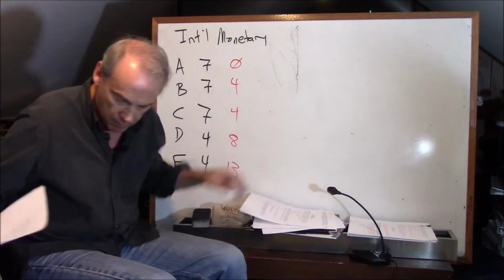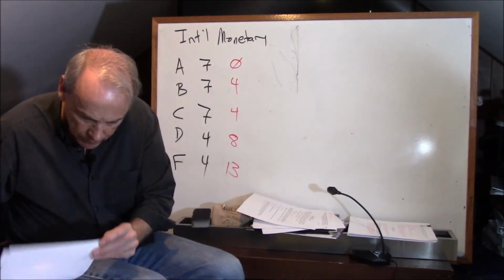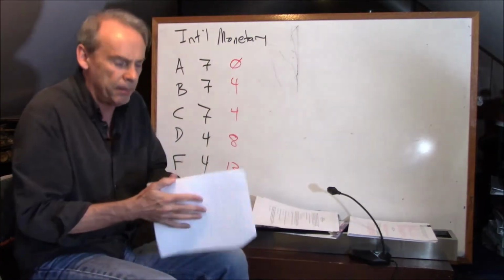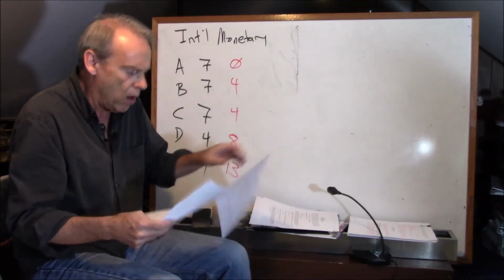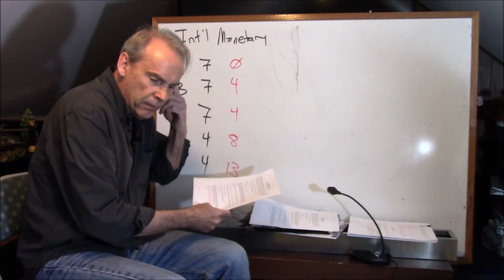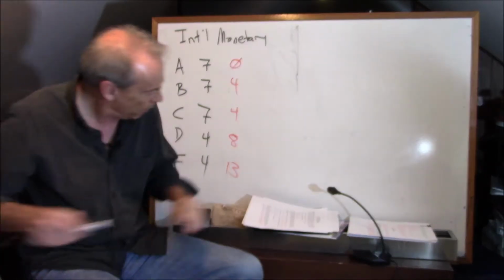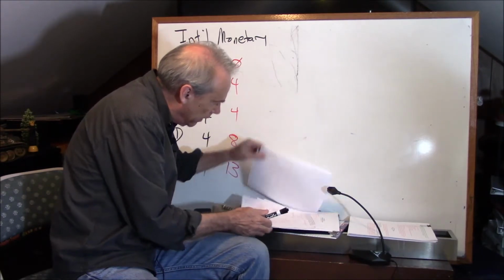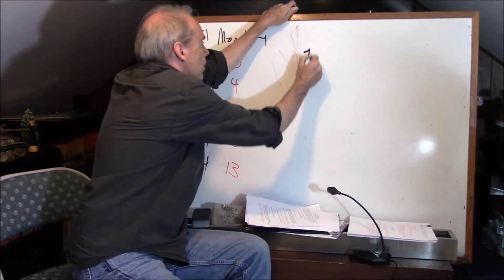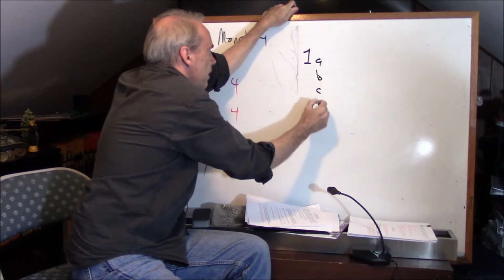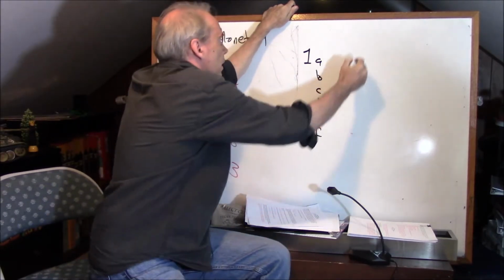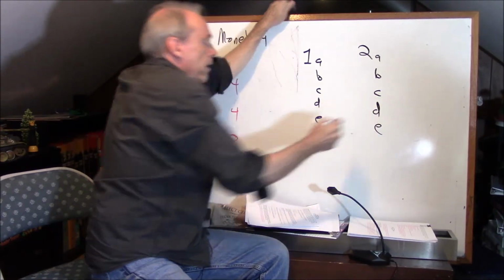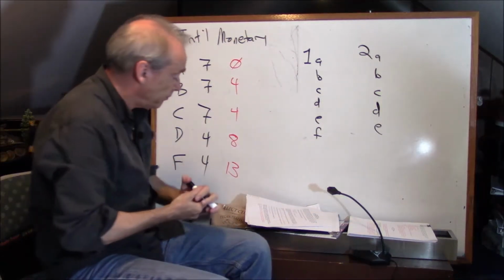Let me find my exam here. Oh, here's the other page. All right, this is what I did. We've got two basic questions. Question 1 has parts A, B, C, D, E, F, and question 2 has parts A, B, C, D, E. So those are the questions on the exam.